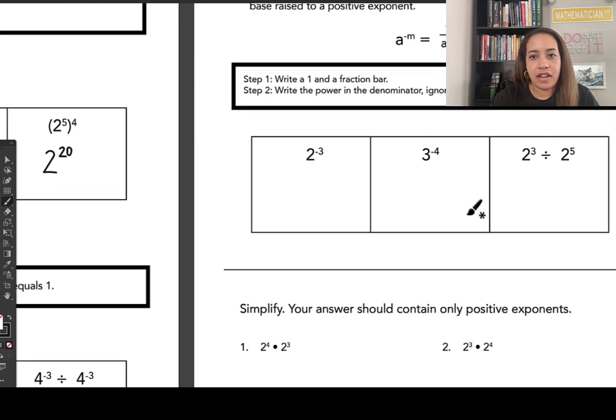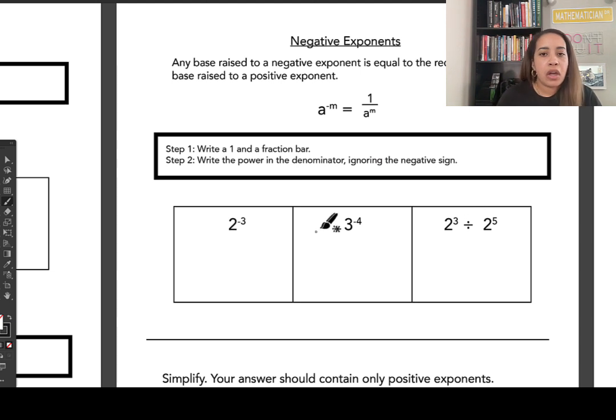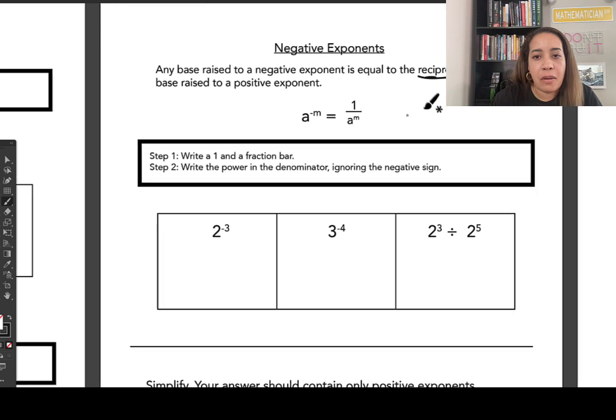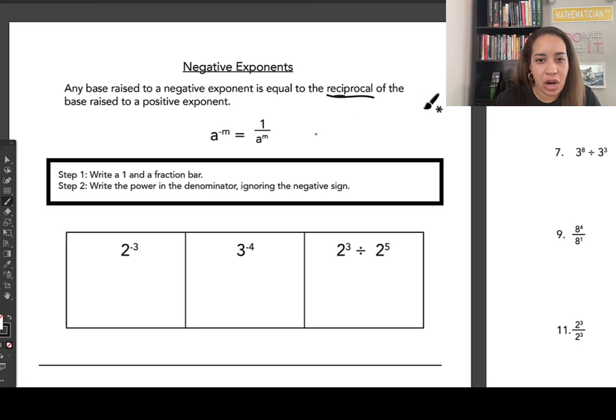Here is one last rule to remember. So looking at this last rule, this is all about negative exponents. And so whenever we see a negative exponent, it is equal to the reciprocal of the base raised to a positive exponent. So this word here, reciprocal, is a little tricky. We will think through this word first, and then I will show you a shortcut on these problems.